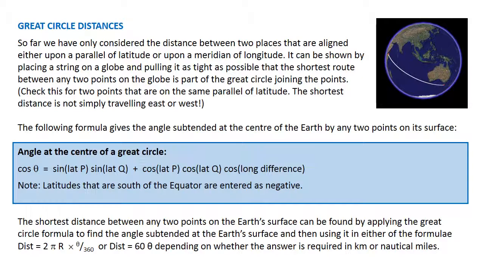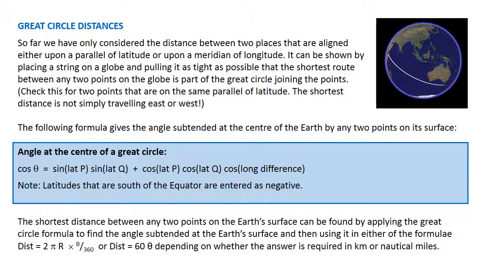It can be shown that by placing a string on a globe and pulling it as tight as possible, the shortest route between any two points on the globe is part of the great circle joining the points. You might like to check this for 2 points that are on the same parallel of latitude. The shortest distance is not simply travelling east or west.